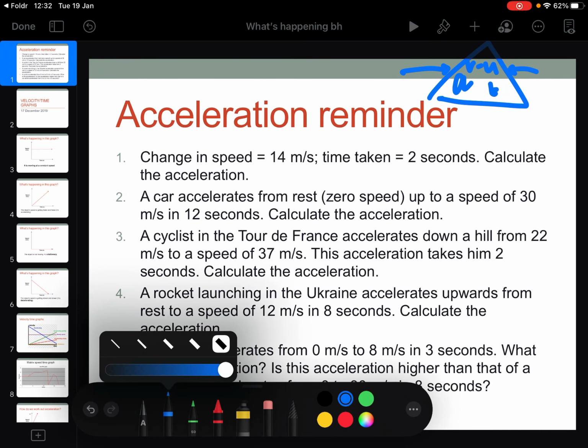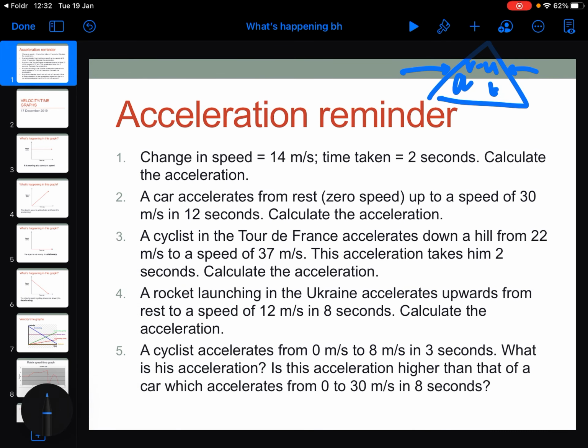Okay, assuming everyone's had a go at that, let's go through some answers. So number one. Calculate the acceleration. A is change in speed divided by time, 14 divided by 2, 7 meters per second squared. Do you remember this? So it's m/s squared.